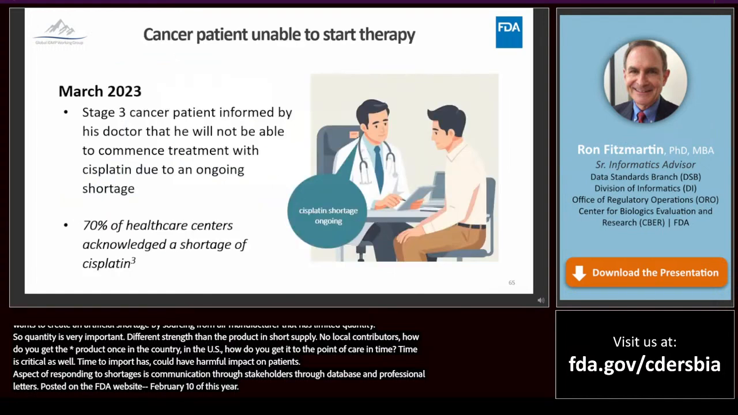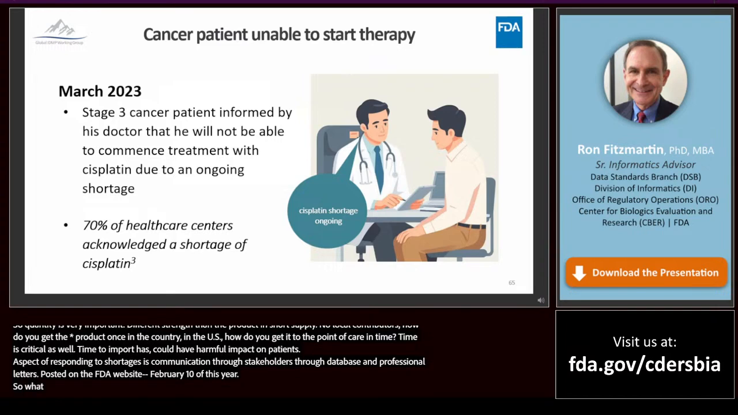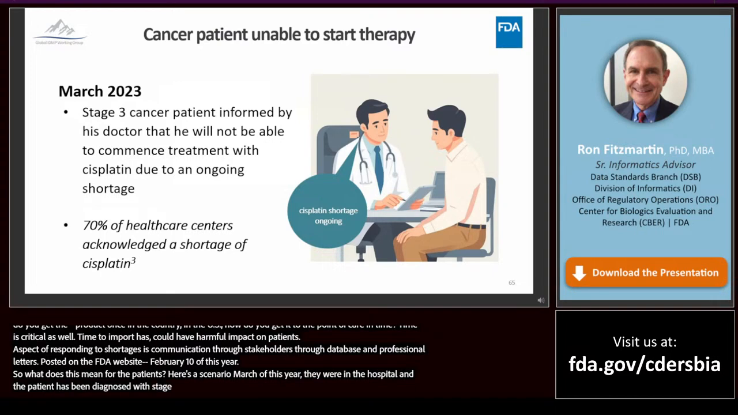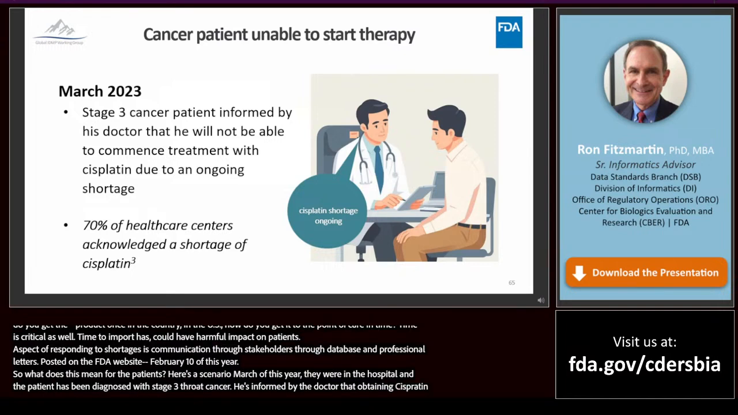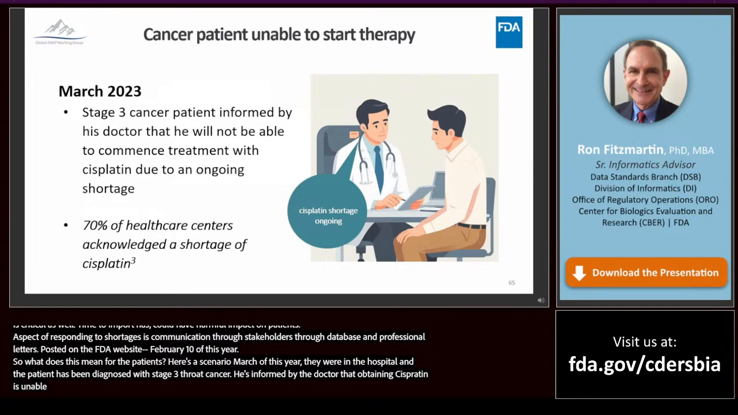So what does this mean for the patients? Here is a scenario. It is March of this year. We are in a hospital and a patient has been diagnosed with stage 3 throat cancer. He is informed by his doctor that obtaining cisplatin, a critical component of his treatment, was not feasible due to an ongoing shortage. The healthcare center responsible for the patient's care is diligently pursuing procurement of any available cisplatin product within the country, while at the same time considering alternative treatments.